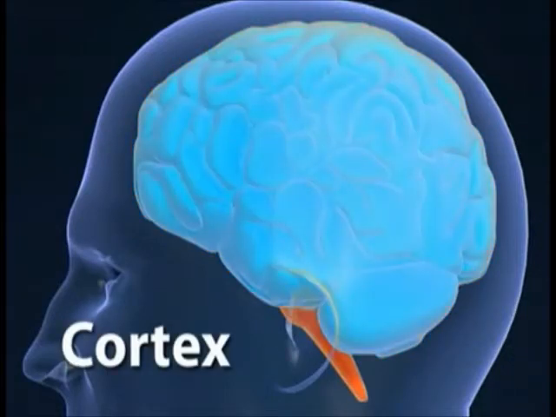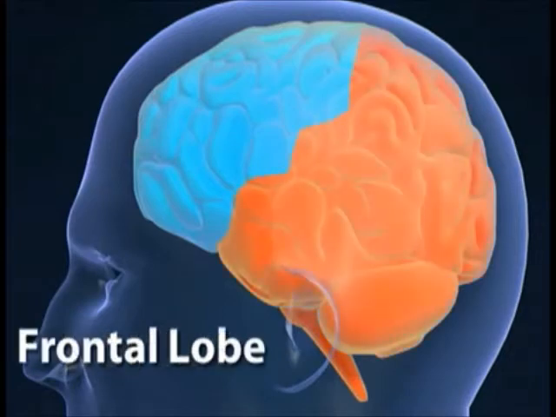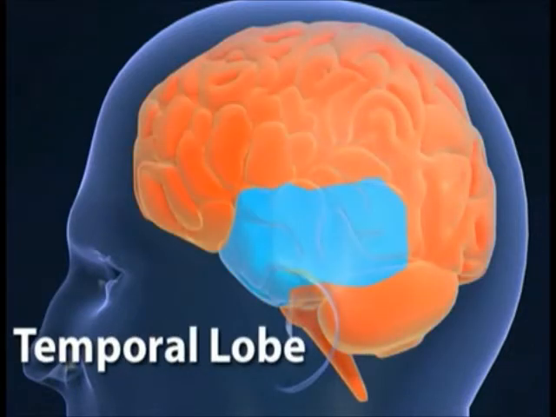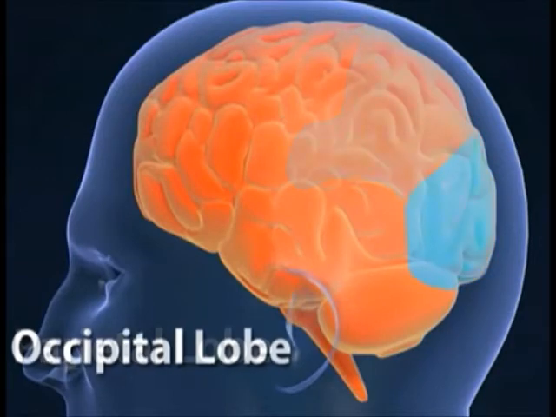The cortex, or thinking part of the brain, is divided into 4 lobes: frontal, temporal, parietal, and occipital. Other deeper brain structures relate to life support functions, movement, and other semi-automatic behaviors.